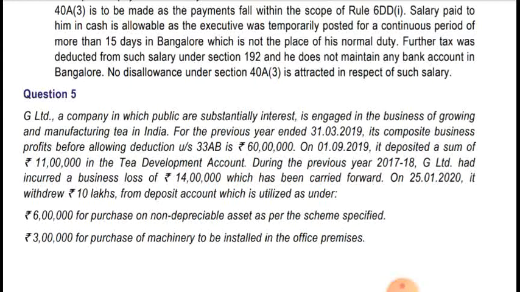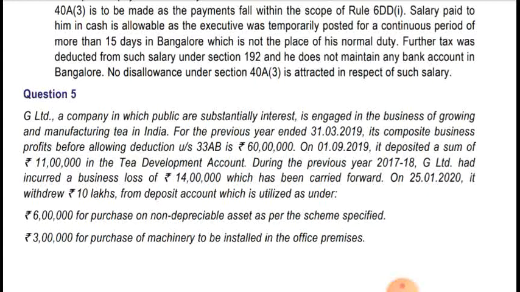So as you all remember, in case of deduction under section 33AB for the purpose of PGBP, the amount should be deposited in the deposit account on or before 30th September, that is the due date of filing of return. In case of a company the due date of filing of return is 30th September. So the amount has been deposited before the due date of filing of return. So on 11 lakhs G Limited will get the deduction in the financial year 18-19.